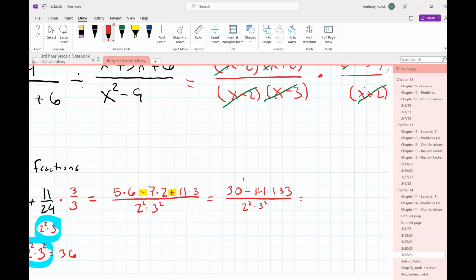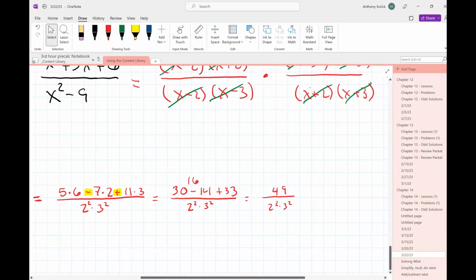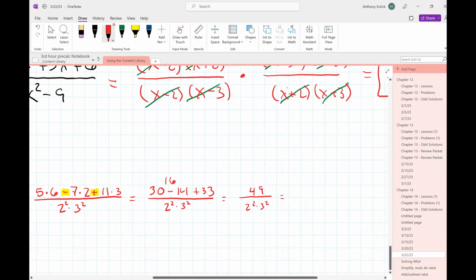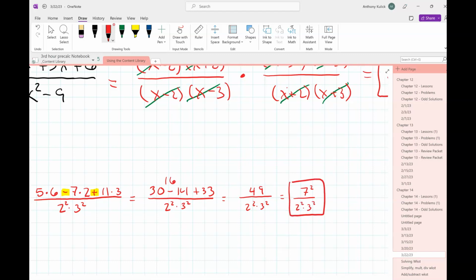So 30 minus 14 is 16, and then 33 plus 16 is 49. At this point, we can now check to see if we can reduce now that we've combined our like terms. But I cannot, so we'll call that our final answer. We'll leave it in kind of that factored form.